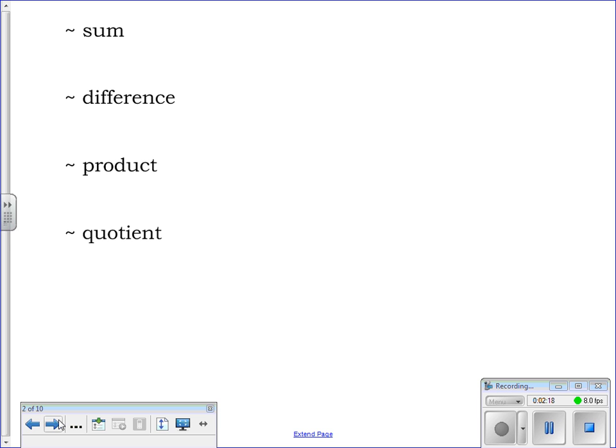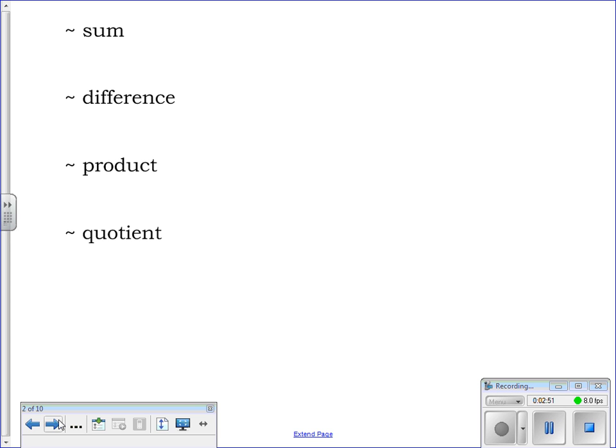So, sum, difference, product, quotients. What does it mean when I have the sum? Yeah, you're adding. Sum is addition. Put that down. Put down addition. Okay. Difference is what? Subtraction. Product means multiplication. Quotient means division.